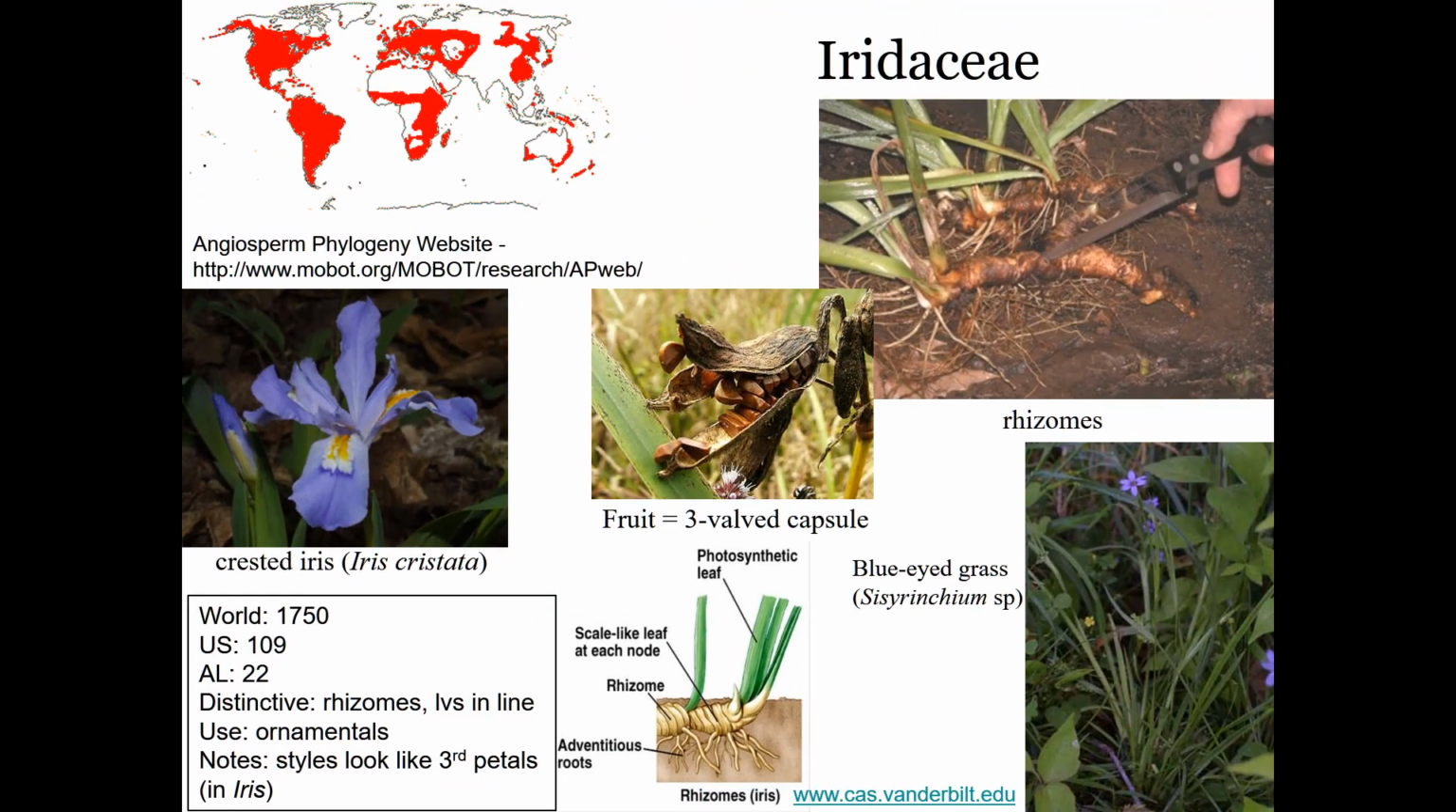In terms of utility, these plants are pretty much all ornamentals, although there is one spice that we get from one member of the Iridaceae, and that is saffron, which is actually the stigmas from the plant called Crocus sativus. So not a lot of utility other than being ornamentals, but as an ornamental they are extremely, extremely common, especially throughout Alabama.